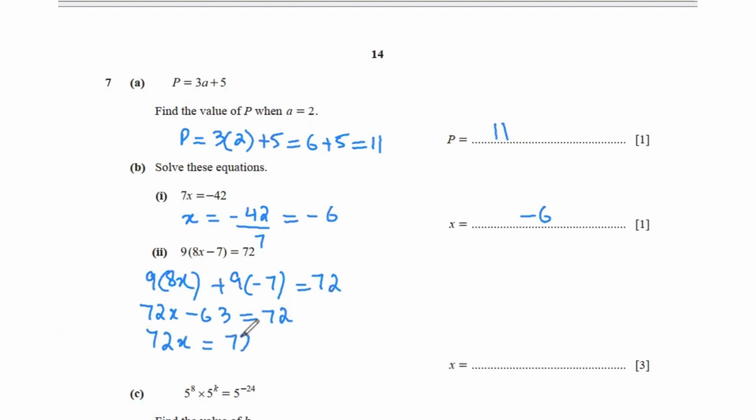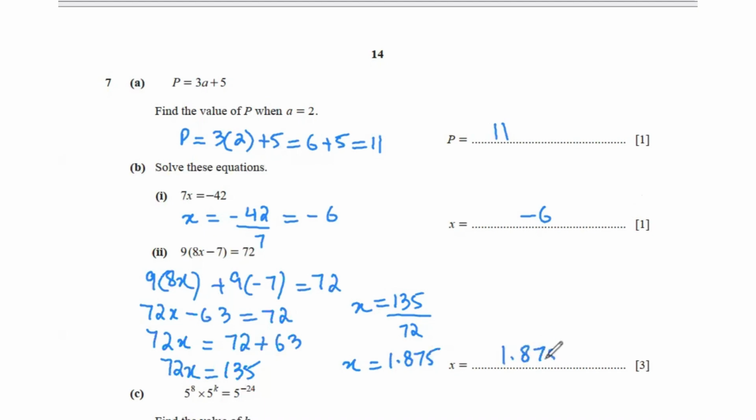72x equals 72 plus 63 now. When you move terms from one side to the other side, you always change their signs. So let's say if something is being multiplied on one side, on the other side, it will divide. In this case, since 63 was being subtracted from 72, on the other side, it would add. So 72x equals 135. And x would be 135 divided by 72, and that equals 1.875. That is your value of x.